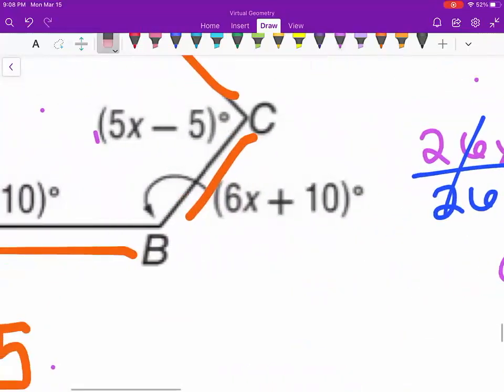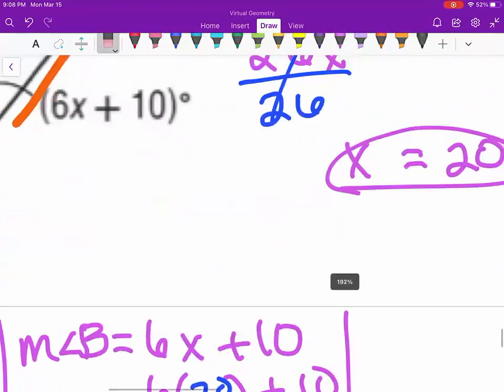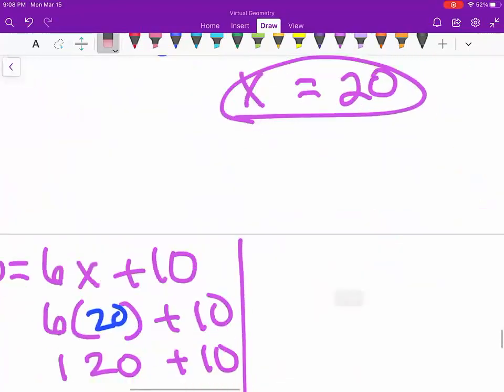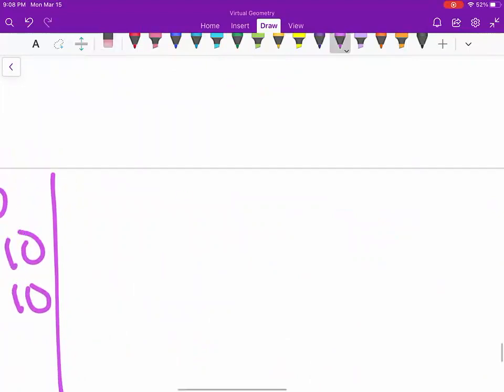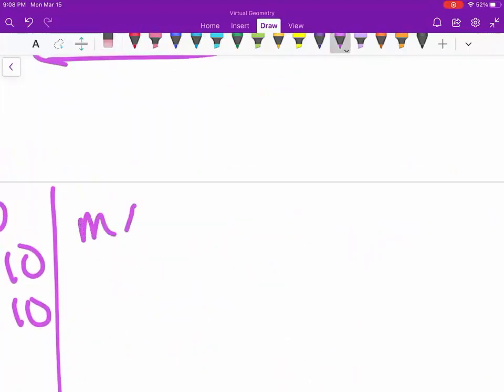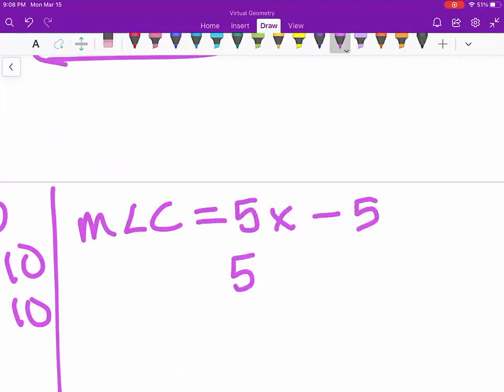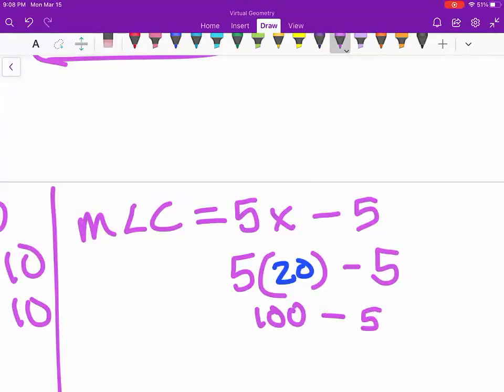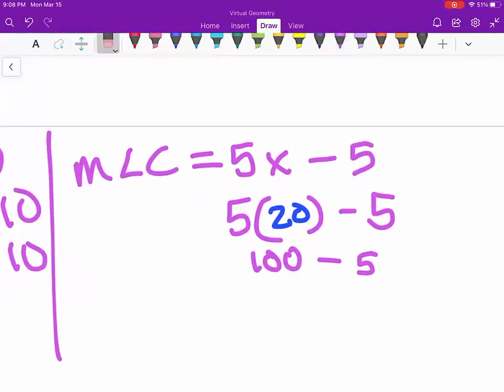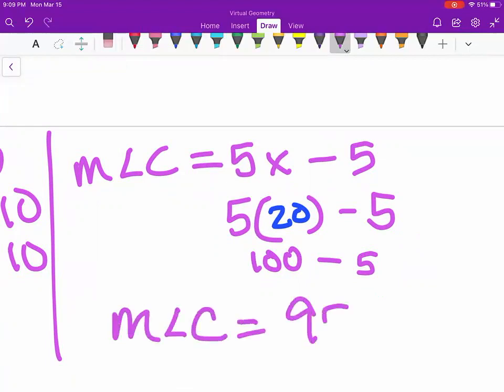All right, C was 5x minus 5. So the measure of angle C, 5x minus 5. So 5 times our 20, and then minus 5 from that. So 5 times 20 is 100. 100 minus 5 means the measure of angle C is 95 degrees. 2 more to go.